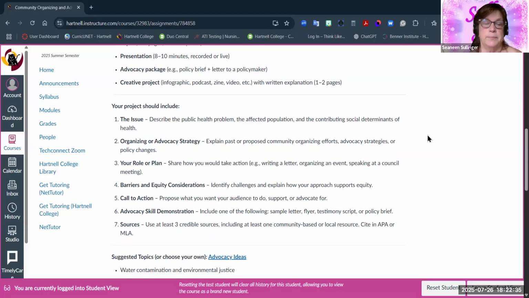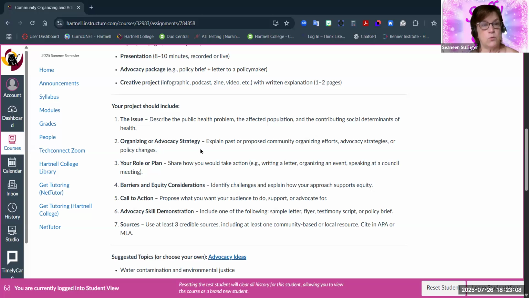For the organizing or advocacy strategy, a lot of this is from week 6, which is why I switched those weeks for you, so that you would have the information you needed to complete the project. Include past or proposed community organizing efforts, advocacy strategies, policy changes. For your particular issue, have people tried to advocate? What's worked? What hasn't?